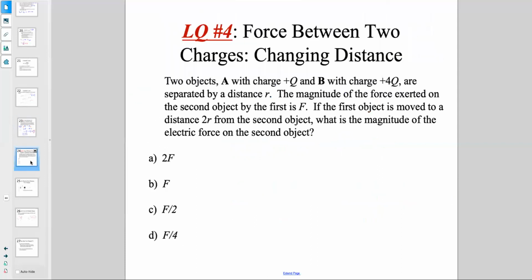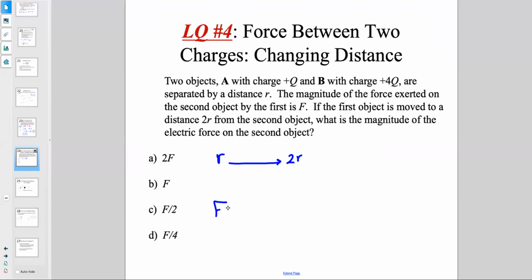Let's take a look at this question. Two objects, A with charge positive q and B with charge positive 4q, so they will repel, are separated by a distance r. The magnitude of the force exerted on the second object by the first one is F. So they're applying force F to each other. If the first object is moved to the distance 2r. Okay, so you had r, but now you're going to go away to 2r from the second object. What's the magnitude of the electric force on the object?